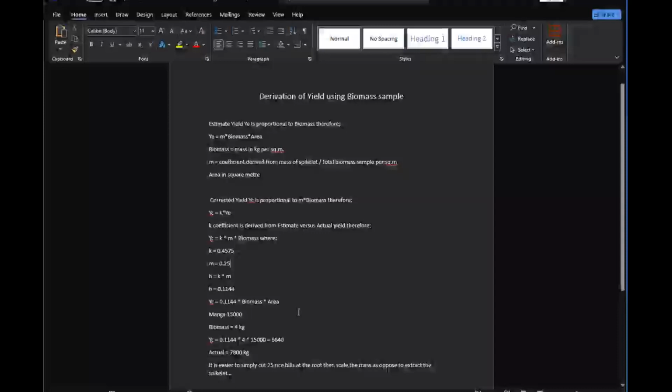And so this is the new equation. Corrected yield is 0.11 times biomass times area, basically. So that's how it works. Thanks for watching.